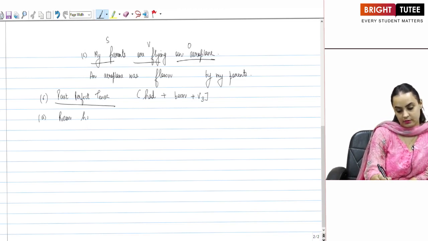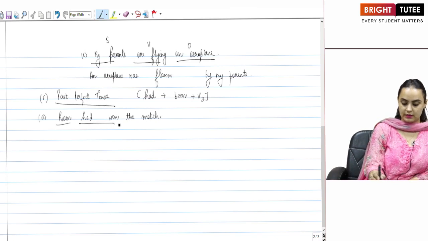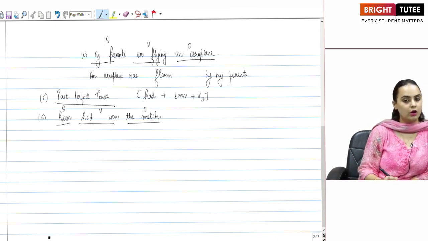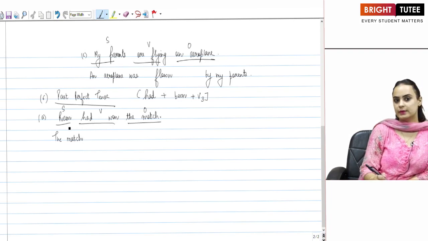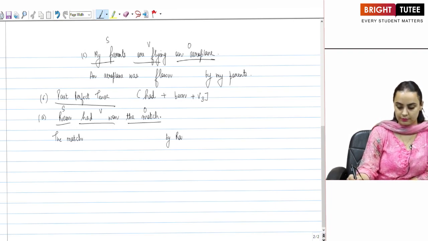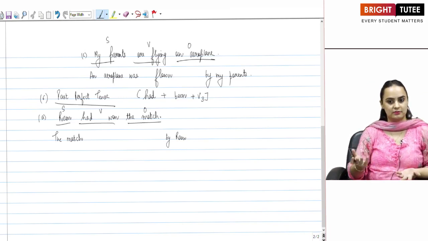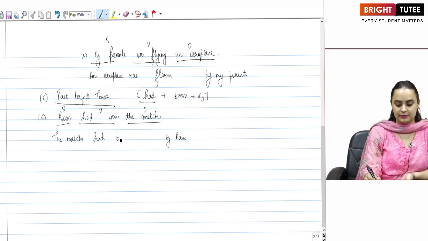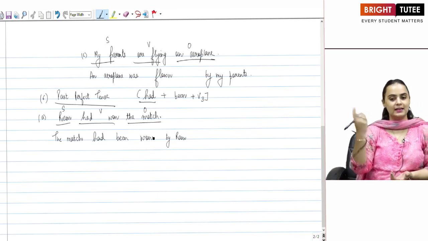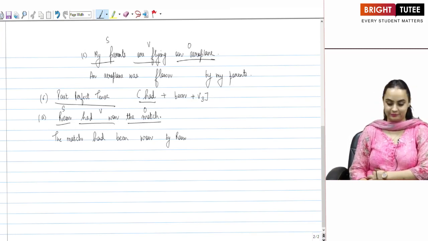Ram had won the match. So divide subject, verb, object. So object becomes my new subject. So the match. Ram, which is my subject, becomes my new object. By Ram. And now let us change the verb. The match is my new subject. No matter whether it is singular or plural, we know we only have to add had plus been plus third form of the verb. And as simple as it could be, my sentence is the match had been won by Ram. Another example.